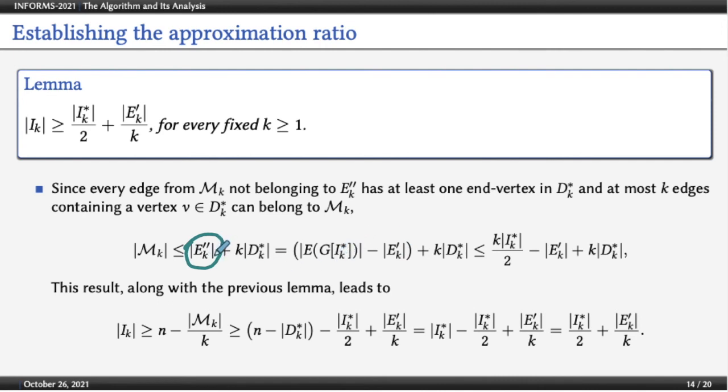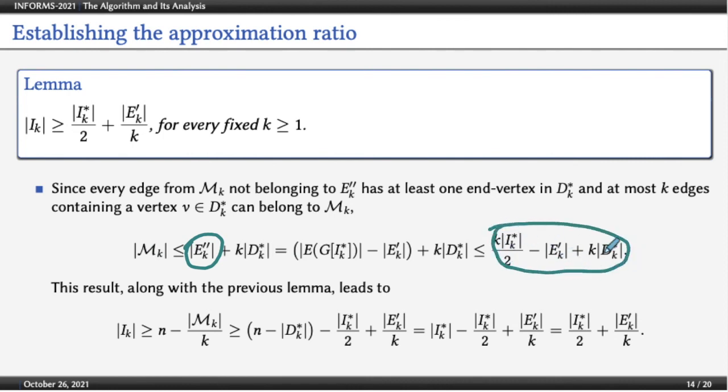But then looking at the other edges from M_k that don't belong to this set, at least one endpoint for each of these edges must belong to D_k star, which is again the set of vertices that are outside of I_k star. And then every vertex from D_k star can have no more than k edges incident to it that were included in M_k. So therefore, the upper bound on the number of edges that we remove that don't belong to E_k2' is given by this product right here. So as a result, we obtain the upper bound on the cardinality of M_k given by this expression right here.